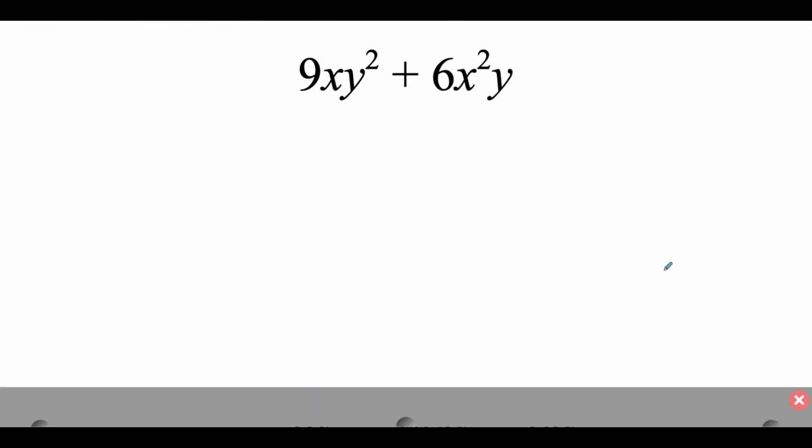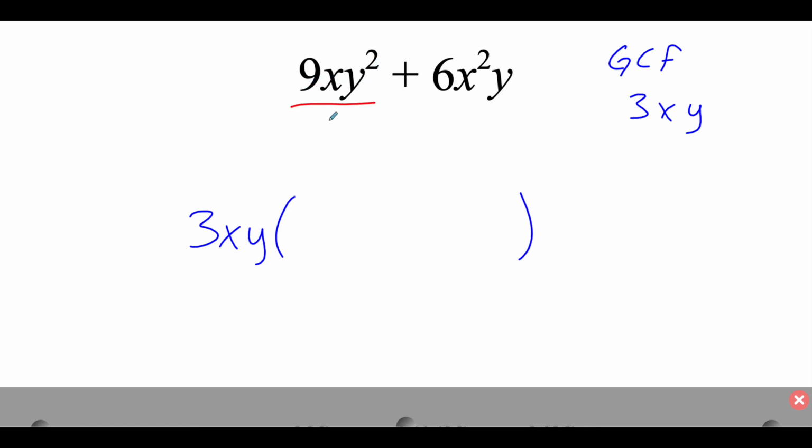As we look at this next example, we've got 9xy squared plus 6x squared y. If I'm looking for the GCF, it's going to be 3xy. So I'm going to take that out of my parentheses, but I still have to figure out what's left over. So I'm going to start with the 9xy squared, and I need to divide that by 3xy. Well, the first thing I need to do is 9 divided by 3. 9 divided by 3 is 3.